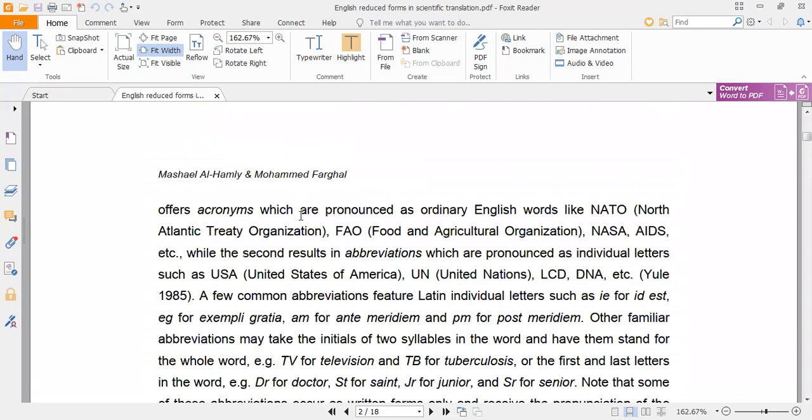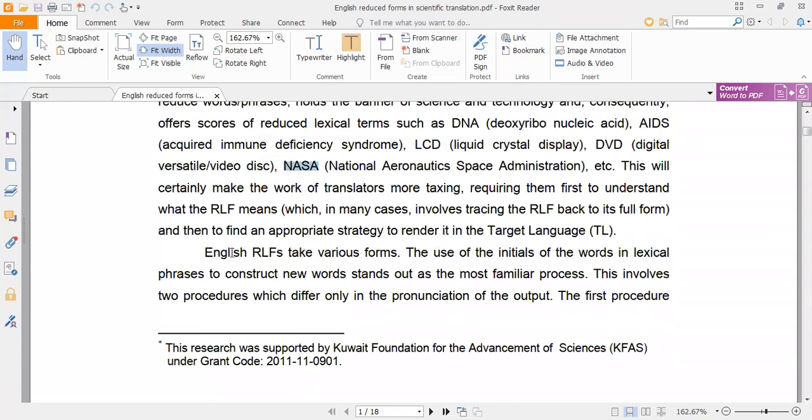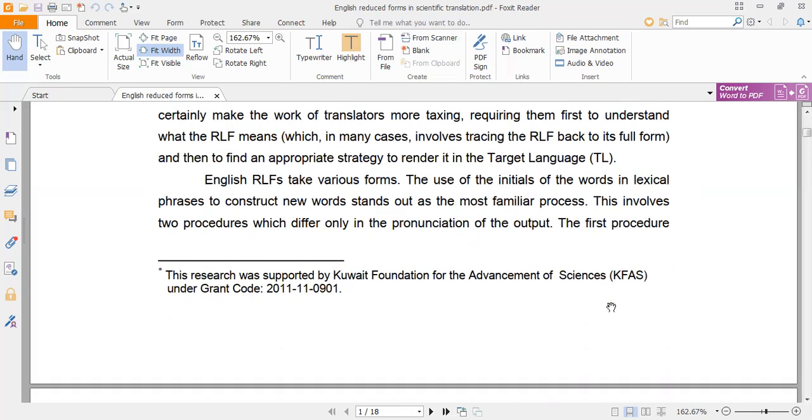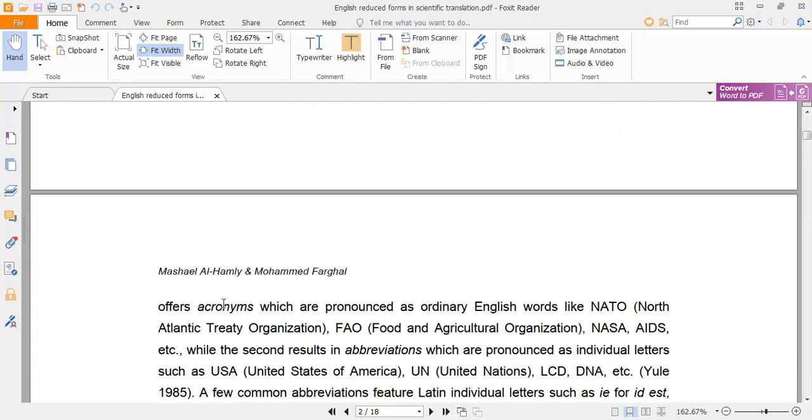Okay, look at types now. English reduced lexical forms take various types. The first type is called acronym. What is meant by acronyms here? We have investigated acronyms widely, in depth. Acronym means taking the initial letter of every word in a phrase, we put them together and pronounce them as one word.